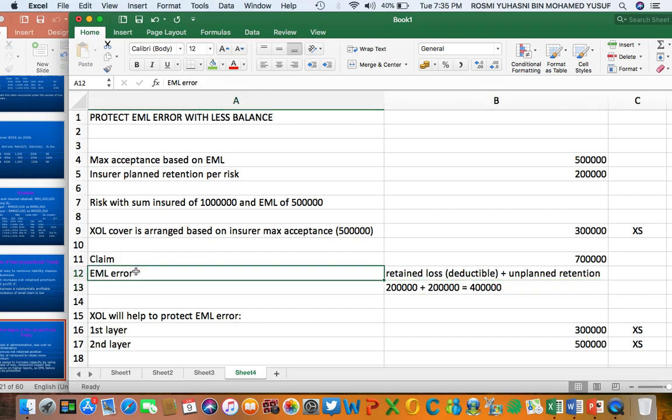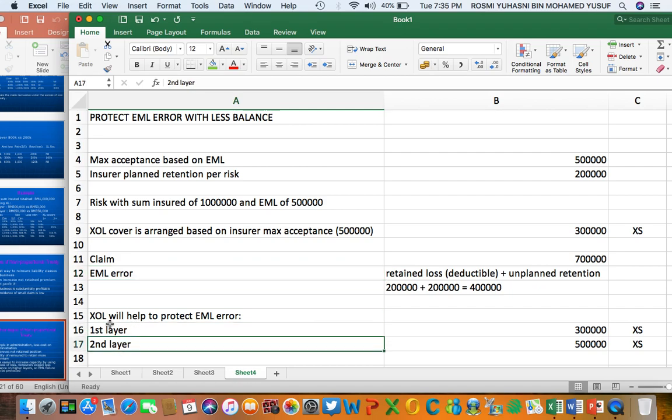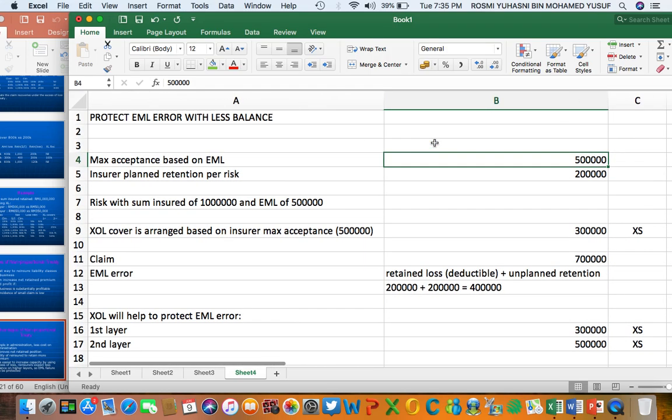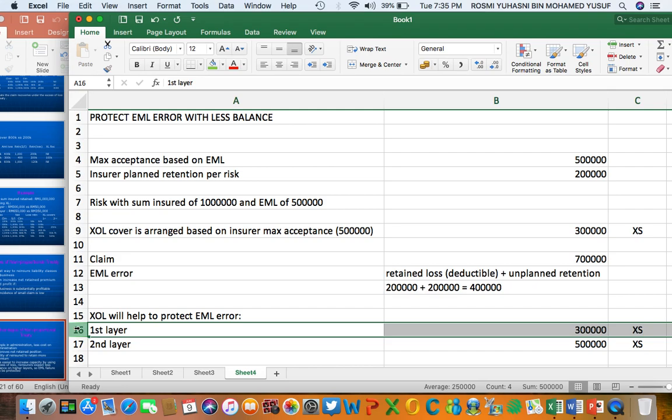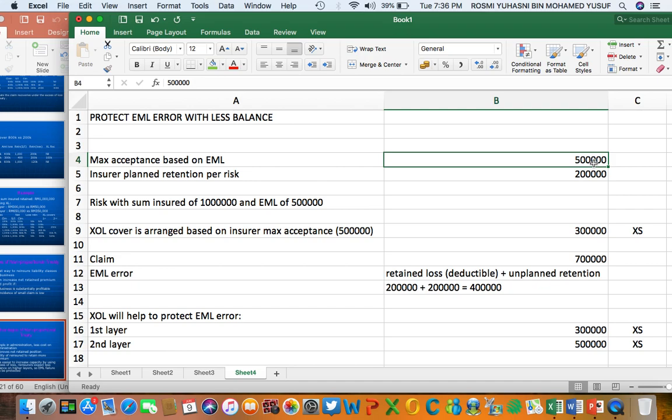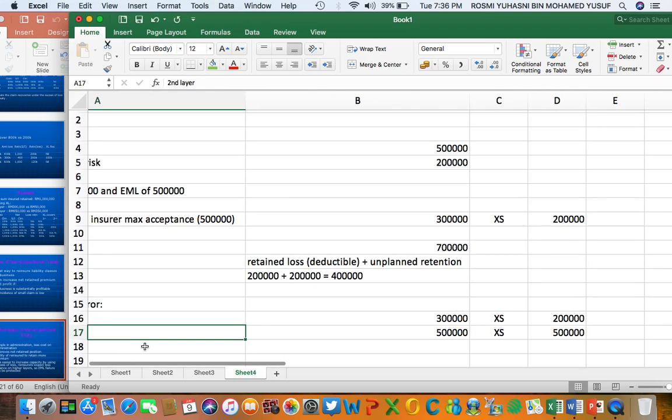So actually, the reinsurer is able to protect this EML error. How EML error can be protected is by having multiple layers, okay? Excess of loss will help to protect EML error by having more than one layer. So let's say the first layer is the same layer as here, which is 300,000 in excess of 200,000. And this is to protect the estimated EML. But having just one layer will not guarantee the insurer in case there is an EML error, or a claim which is more than the estimated EML. So to protect against that type of error, the insurer will arrange another layer on top of the lower layer here. This is called the second layer, with a maximum cover of 500,000 in excess of 500,000.